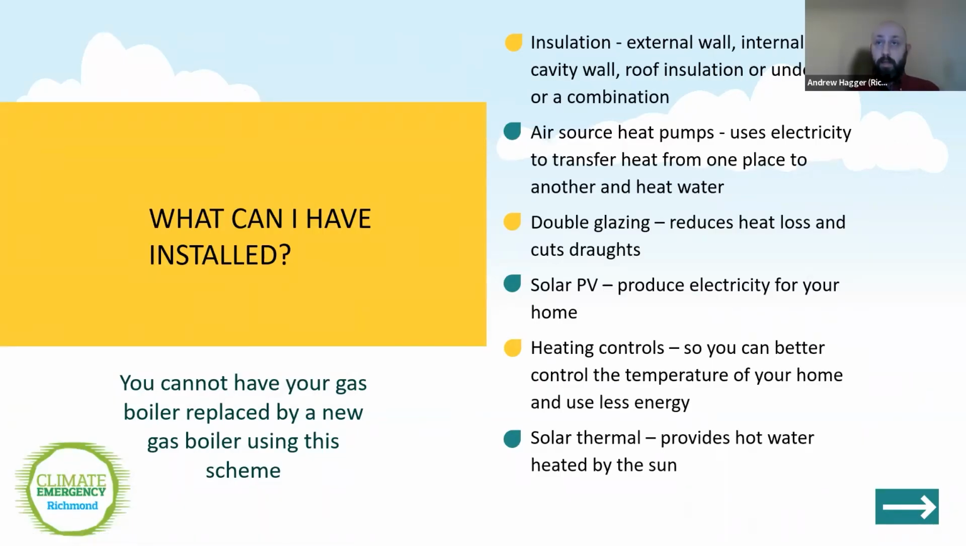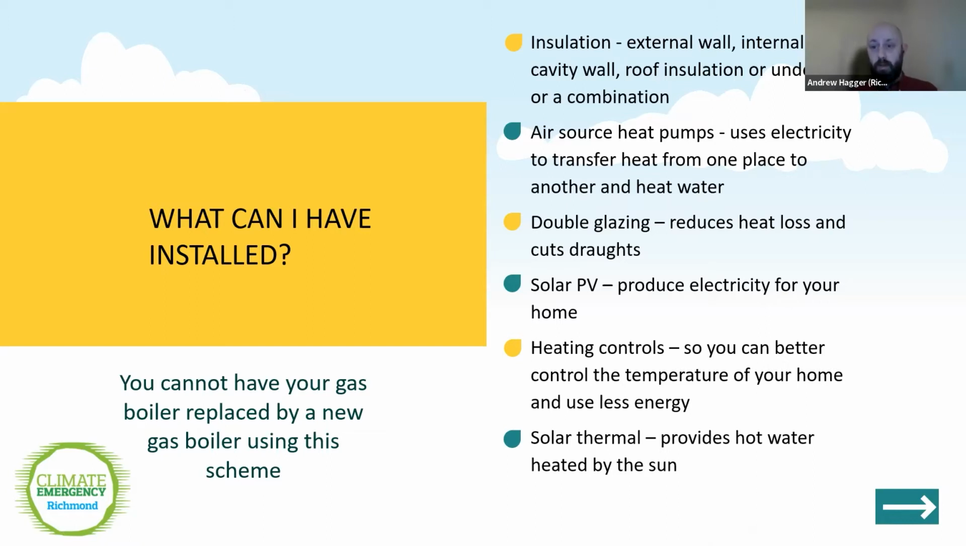So you can have insulation. So this could be external wall insulation, internal wall insulation, cavity wall insulation as well, if your wall has cavities that aren't insulated, or perhaps if they have very old insulation that may be needing topping up, then that could be done as well. Roof insulation or underfloor, or a combination of all of those. And insulation is a really good way of making your home feel warmer and also reducing your energy use.